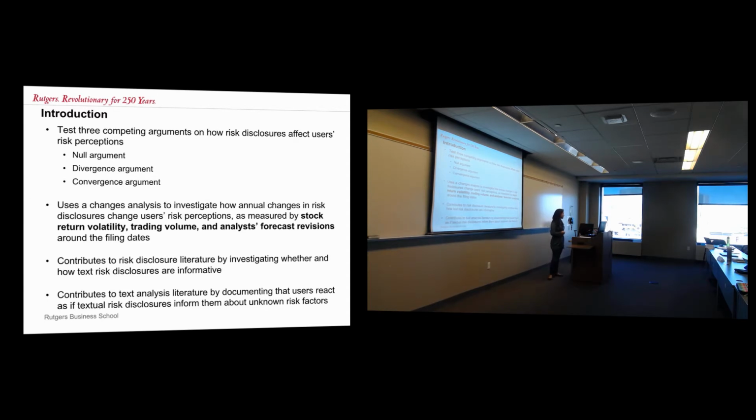This study uses a changes analysis to see how annual changes in risk disclosures change users' risk perceptions. They say they use a change analysis to mitigate omitted variables that the model may be missing, or other endogeneity concerns like reverse causality. Essentially, they use it to see the incremental impact of these disclosures, because a lot of companies are very likely to report the same risk from year to year, and there are only going to be a few new risk disclosures.